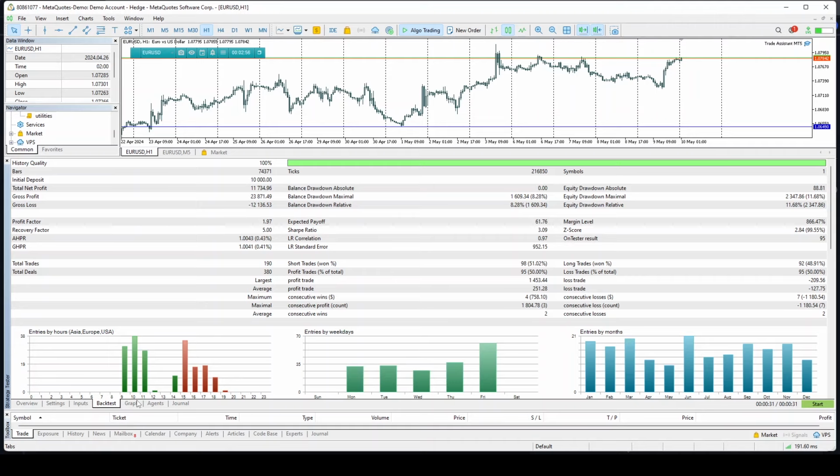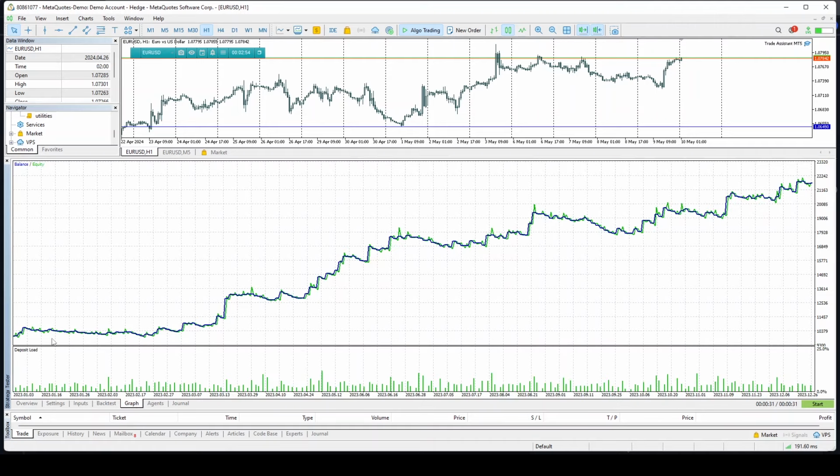Okay, so this is the equity curve. Yeah, there are losing streaks, but over a large sample size, the equity curve, you can see, is pointing upward.